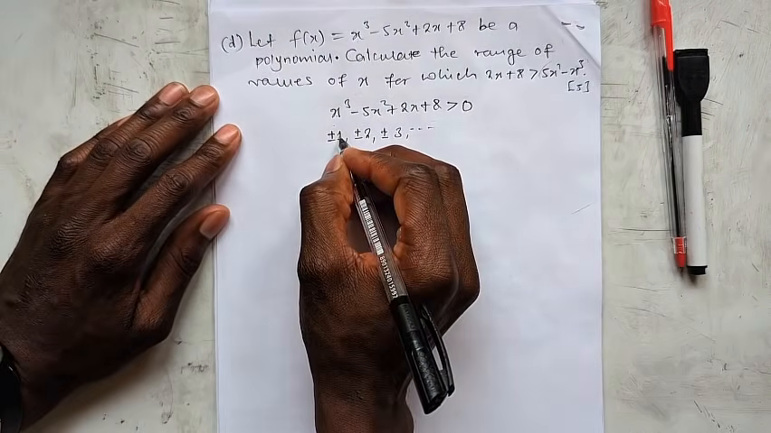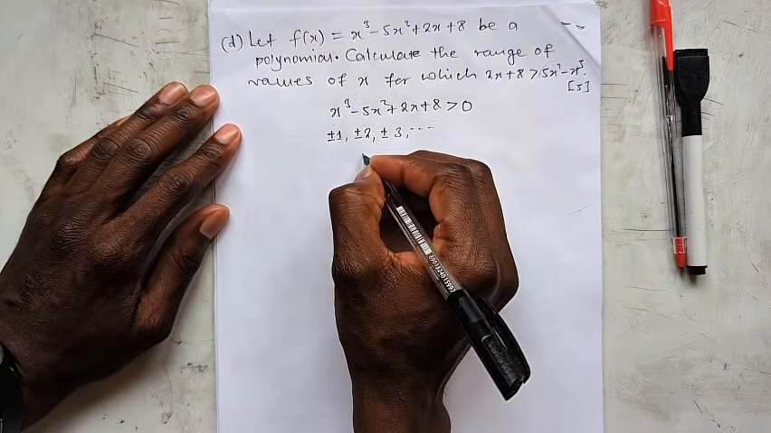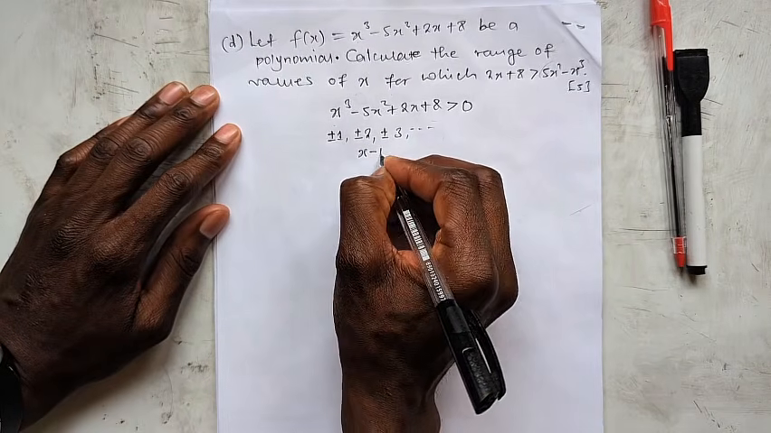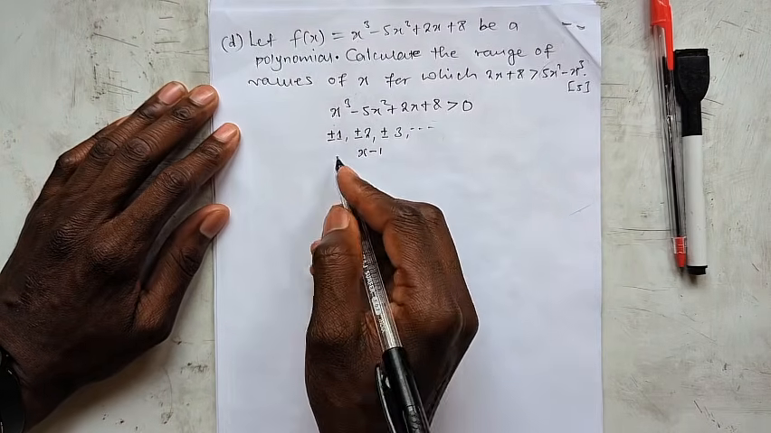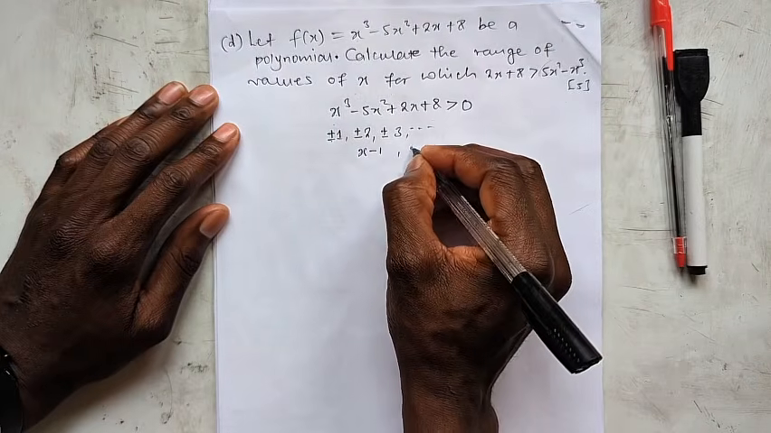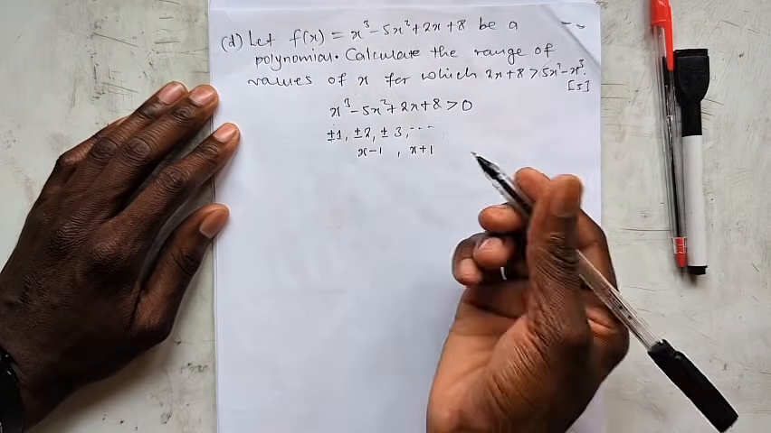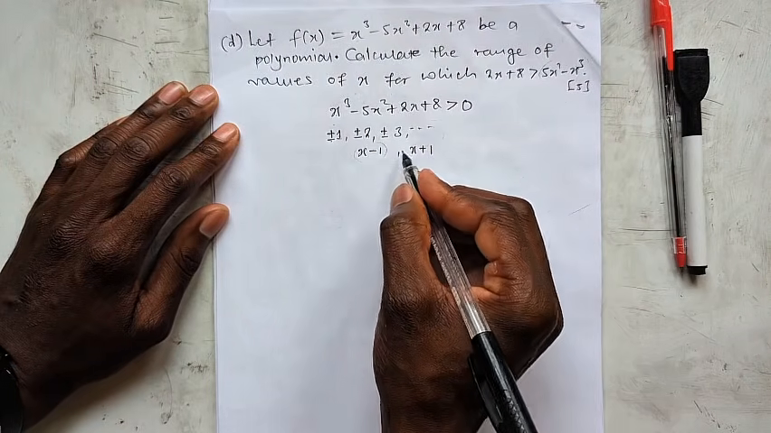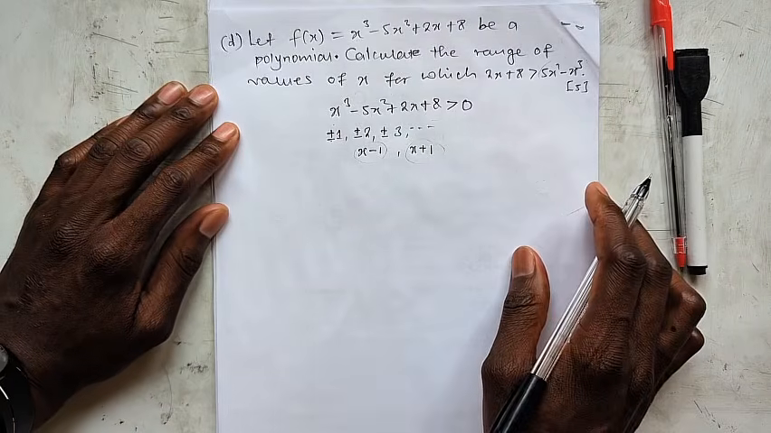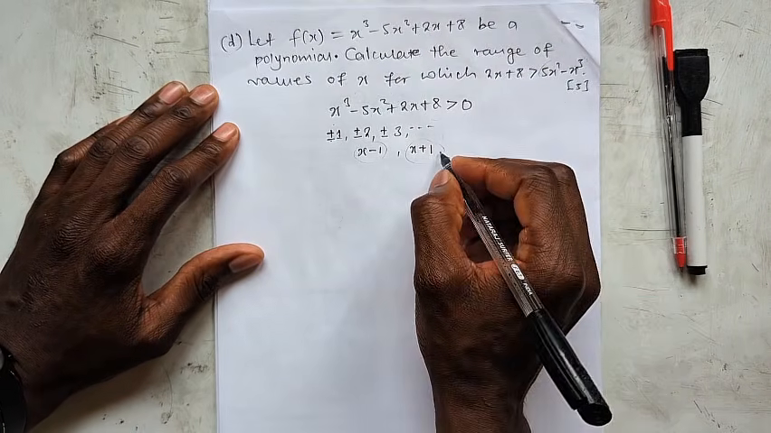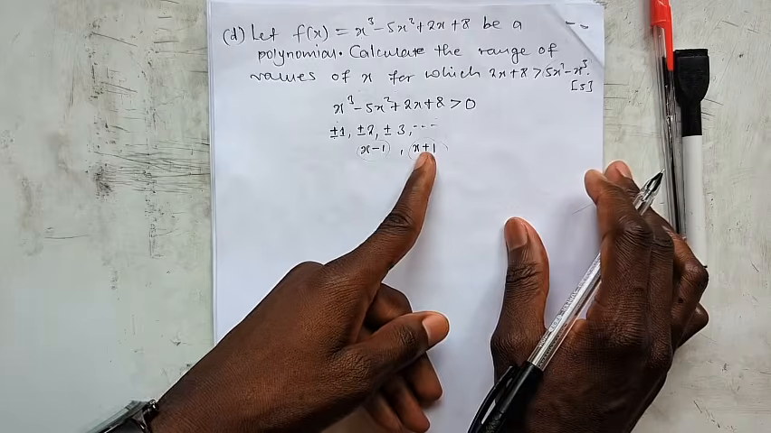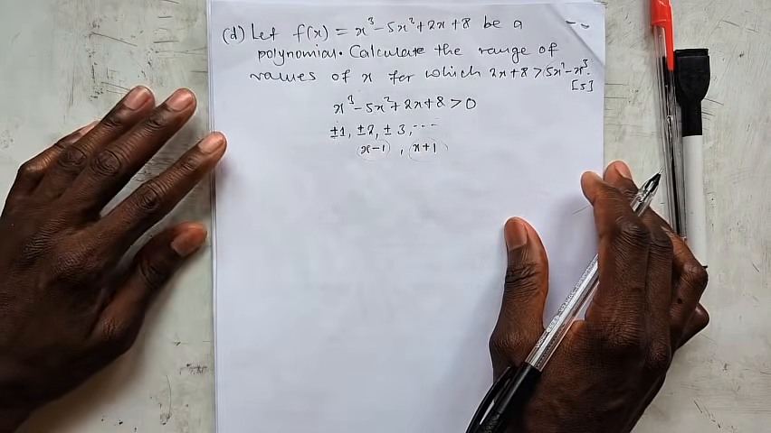When we get positive 1, it means your linear factor is x minus 1. If you get negative 1, it means your linear factor is x plus 1. Because if you equate these numbers to 0 and find the value of x, one will give you a negative, and the other will give you a positive.